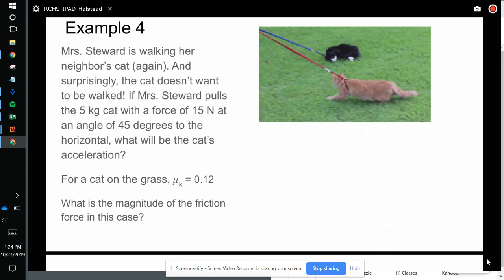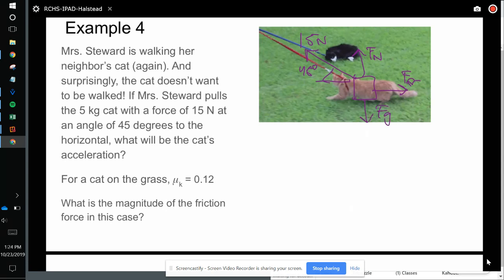And again, we want to draw our free body diagram. So we draw our free body diagram of this cat. I'm going to draw it over the cat. So let's do it in a different color. Here's my free body diagram. The cat is being pulled up at an angle of 45 degrees, and that is 15 newtons of force. We have normal force upward, and we have force of friction going in the opposite direction, force of gravity downward.